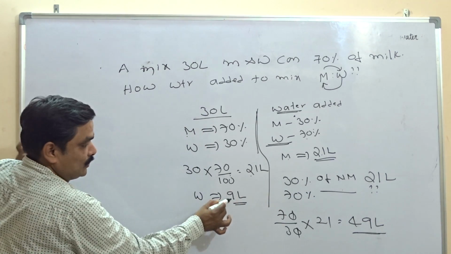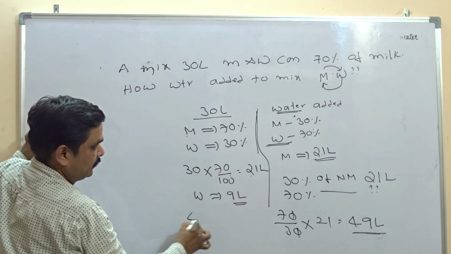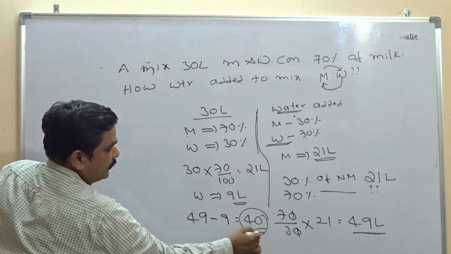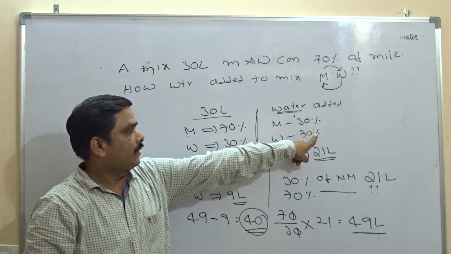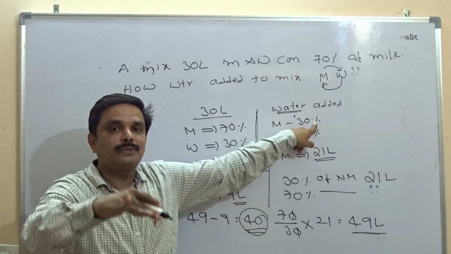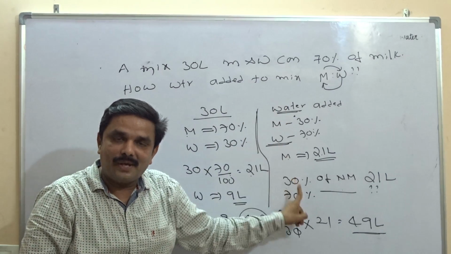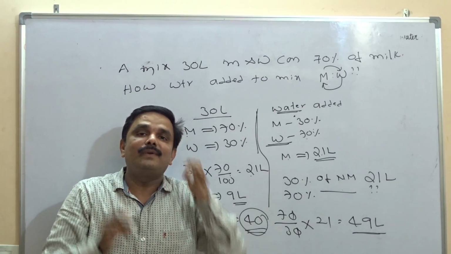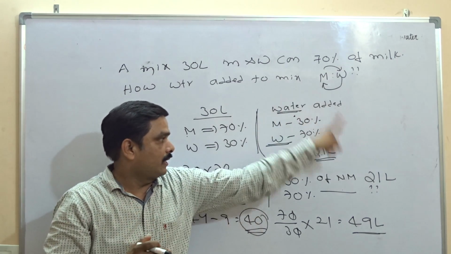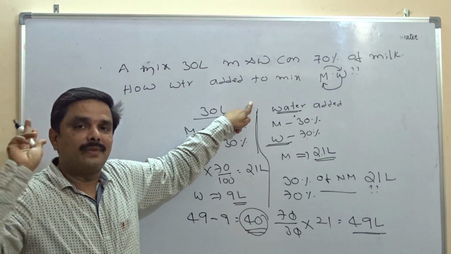The previous solution had 9 liters of water, now it has become 49. How much water is added? That is 49 minus 9, so I have added 40 liters, to make the water content 70% and subsequently reduce the milk percentage to 30%. This is the way to go for the question. I have given you this solution in an elaborated way to make you understand what is there inside. The same question can be done in two other ways also.